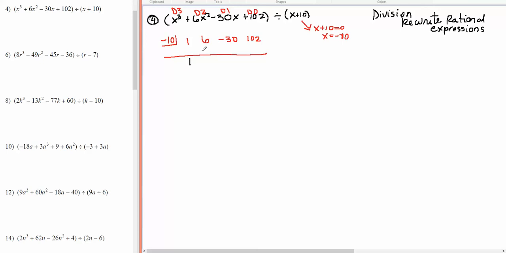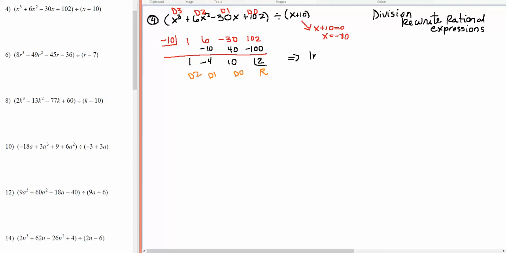So we bring down the 1. This is a -10, -4, 40, -100, and a 2. And you need to always remember that this is the remainder. This is degree 0, degree 1, degree 2. So the polynomial that remains from this is going to be 1.